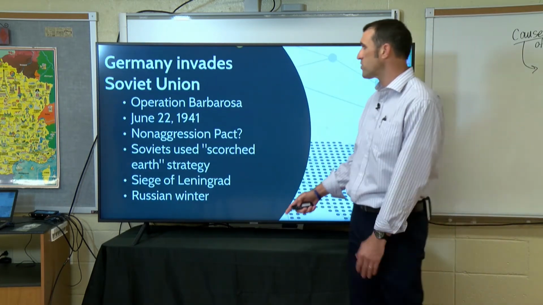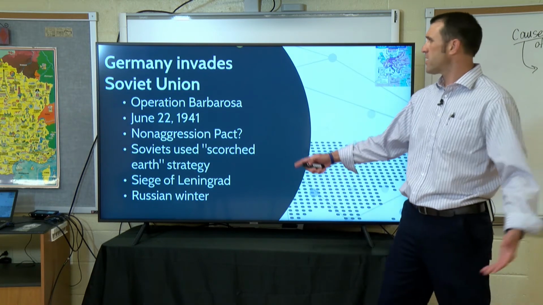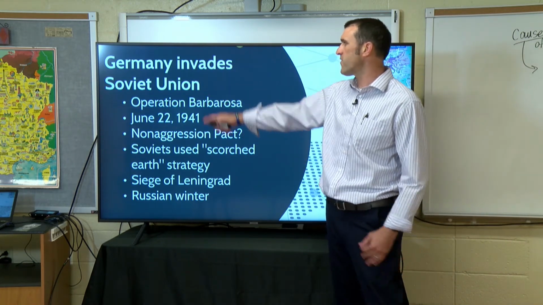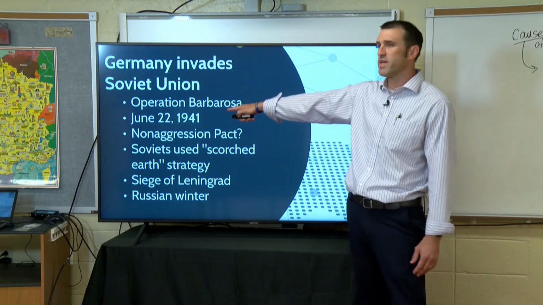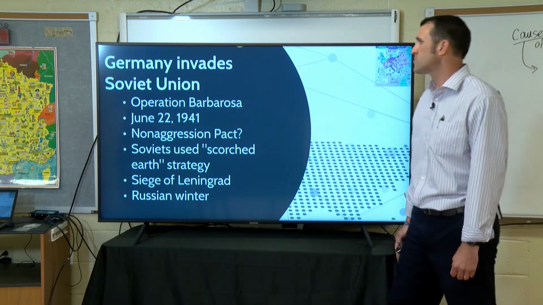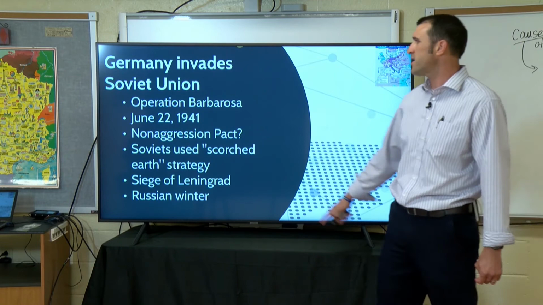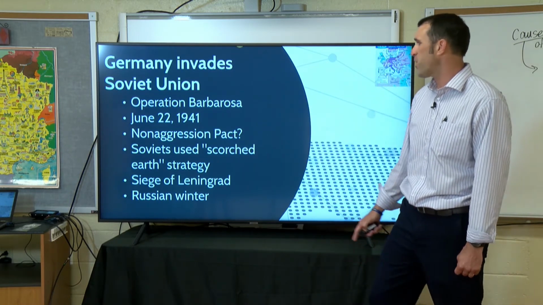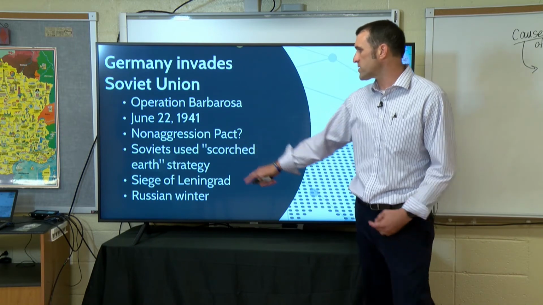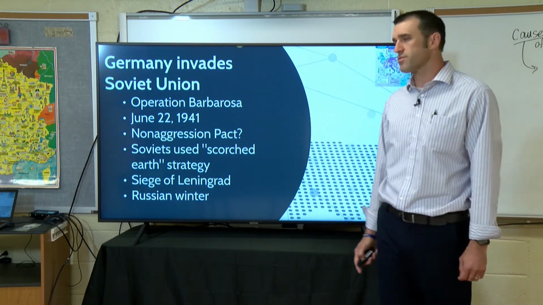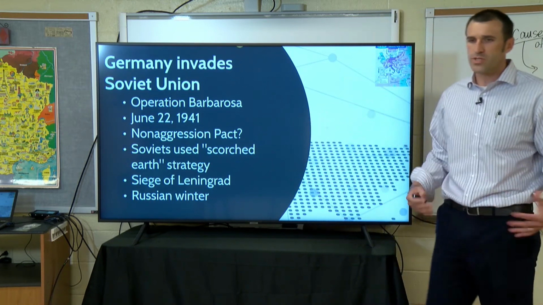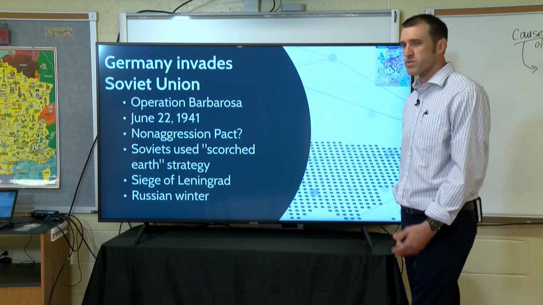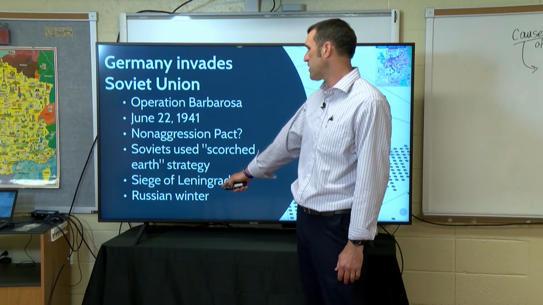What about the Soviet Union? I thought that there was a non-aggression pact. Nope. Germany invaded the Soviet Union in something called Operation Barbarossa. On June 22nd, 1941, they invaded the Soviet Union and went against this non-aggression pact. The Soviets used this idea called scorched earth strategy. Basically, as we retreat, we're going to burn and destroy everything in our path so that they don't have reinforcements and supplies along the way.